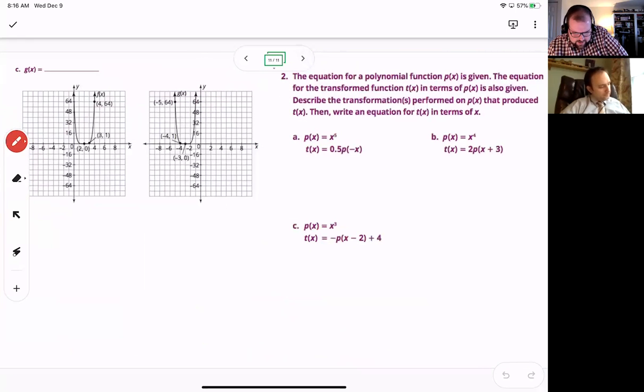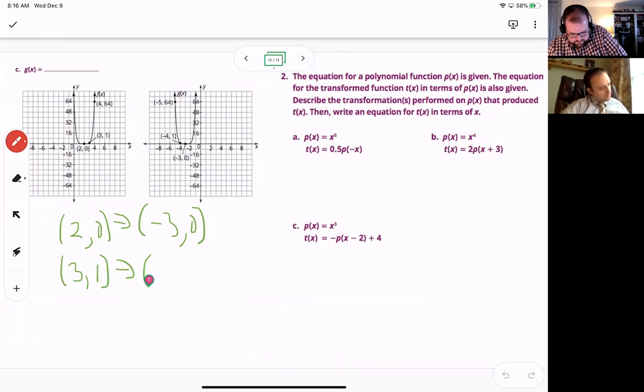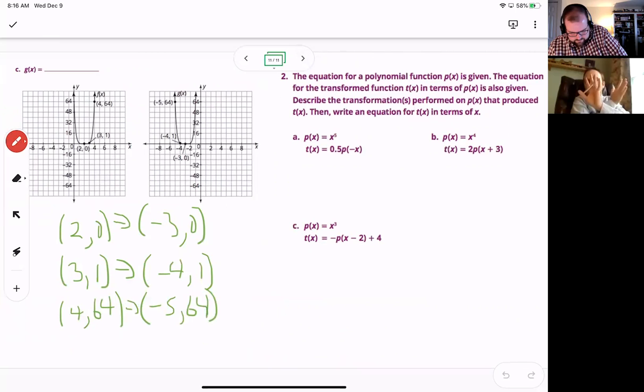All right, here we got a couple more of these things. I'm just writing down the points. 2, 0 goes to negative 3, 0. 3, 1 goes to negative 4, 1. And then 4, 64 goes to negative 5, 64. And based on how they marked these points, this is a flip vertically.